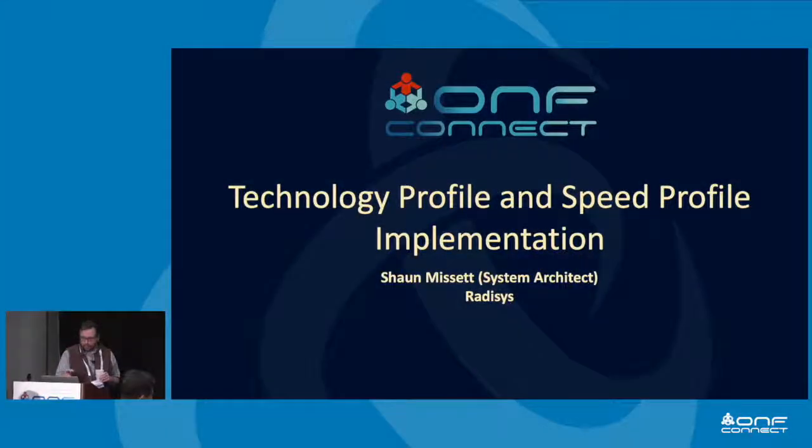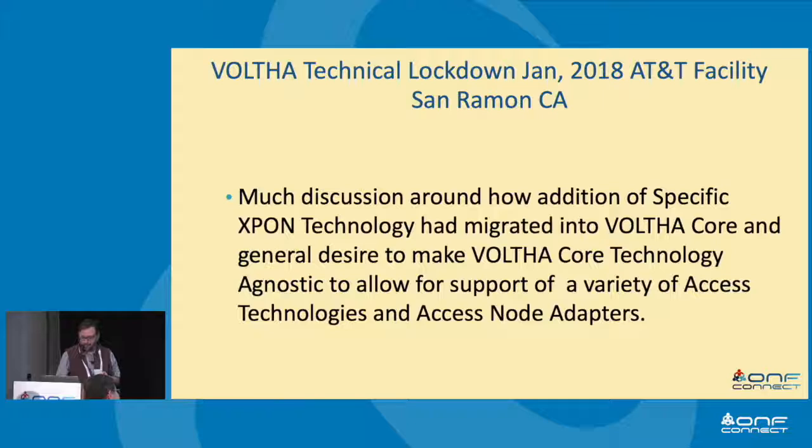I put a couple of slides in just to give a little bit of background in terms of history. So basically, this whole technology profile, speed profile idea started from the VOLTHA technical lockdown in January of 2018 in San Ramon. There was a lot of discussion around specific XPON technology that had migrated its way into the VOLTHA core.